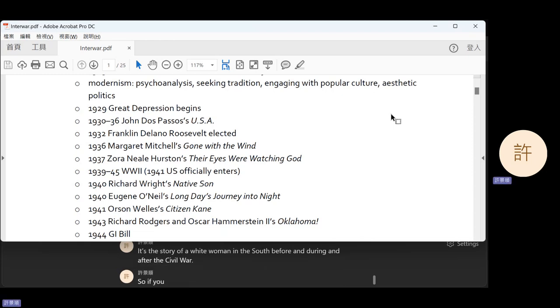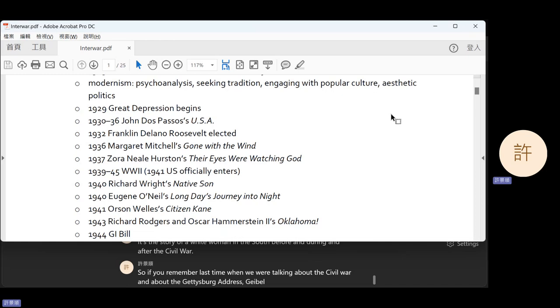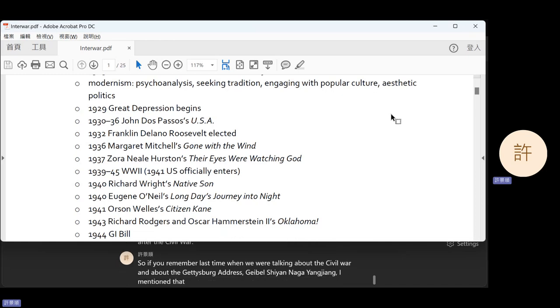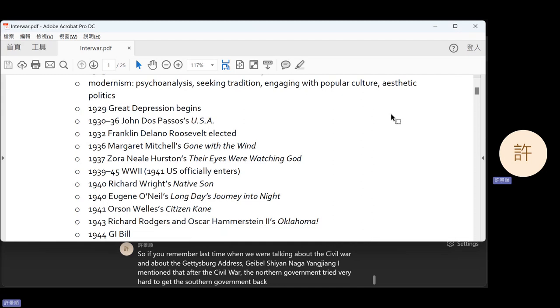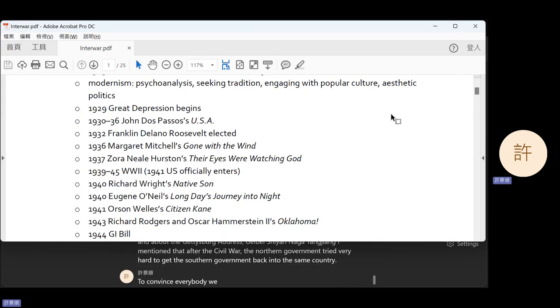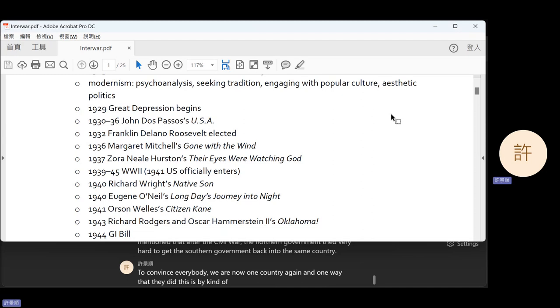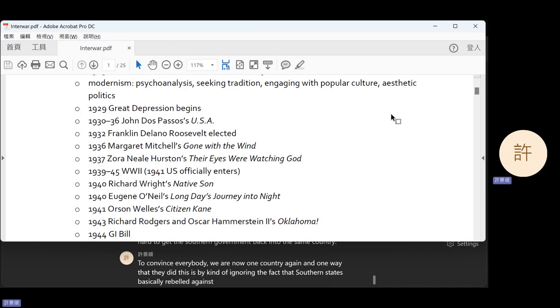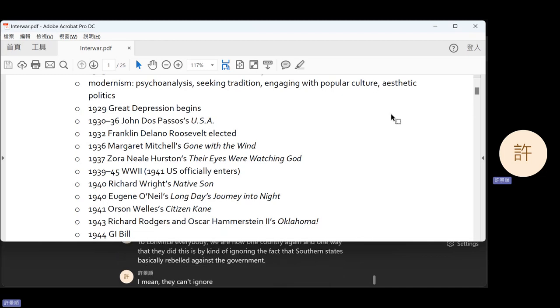So if you remember last time when we were talking about the Civil War and about the Gettysburg Address, I mentioned that after the Civil War, the Northern government tried very hard to get the Southern government back into the same country, to convince everybody we are now one country again. And one way that they did this is by kind of ignoring the fact that Southern states basically rebelled against the government. I mean, they can't ignore it, but they tried to downplay it, saying it's not that serious. Everybody rebels once in a while, no big deal.